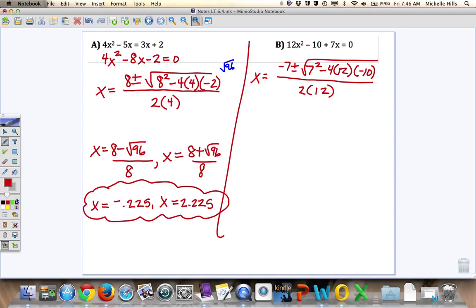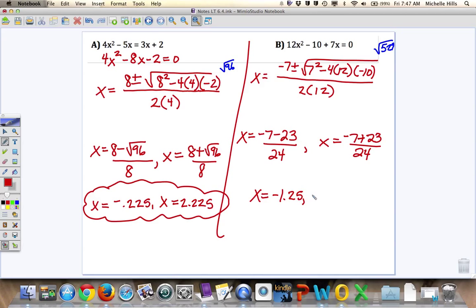Now, again, I'm going to plug this part into my calculator, and it turns out this is the square root of 529, and 529 is a perfect square. So I'm going to go ahead and square root it as I move to my next step. x equals negative 7 minus 23, which is the square root of 529, over 24 is one of my solutions, and x equals negative 7 plus 23 over 24 is my other solution. Going ahead and plugging these in and simplifying, I get x equals negative 1.25 and x equals 2/3.